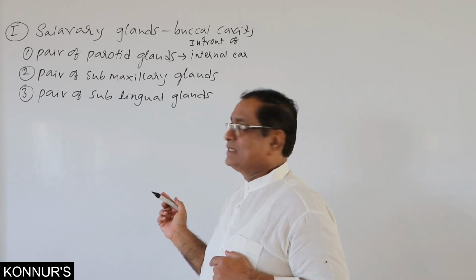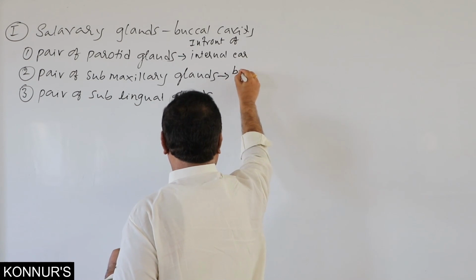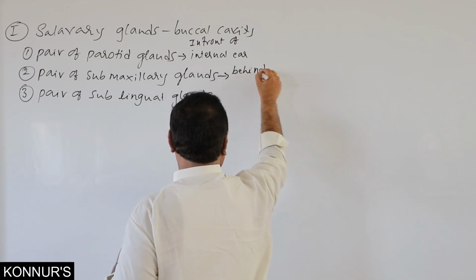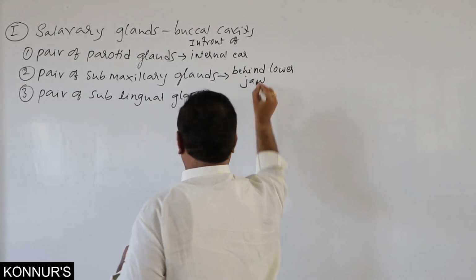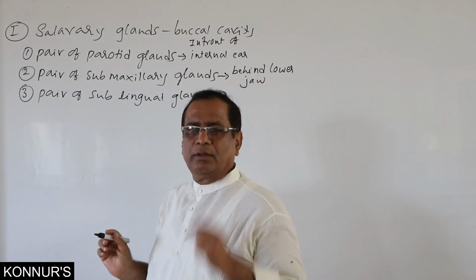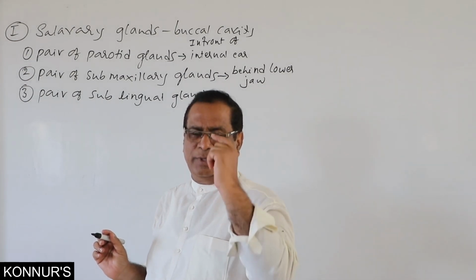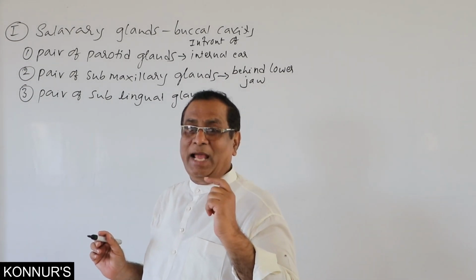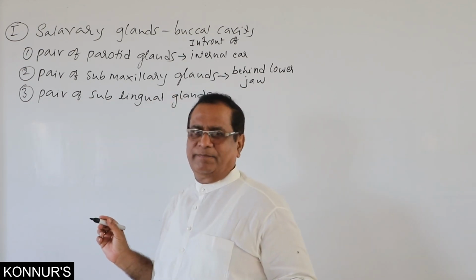And the pair of submaxillary glands are present behind the lower jaw. We have 2 jaws where teeth are there, upper jaw and lower jaw. Behind the lower jaw, we find the submaxillary glands.